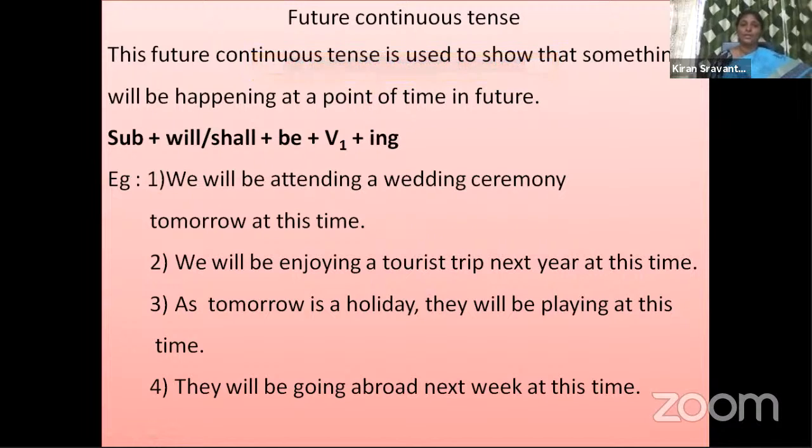And coming to the fourth sentence, they will be going abroad next week at this time. So they will be going abroad, that means they will be in the journey.